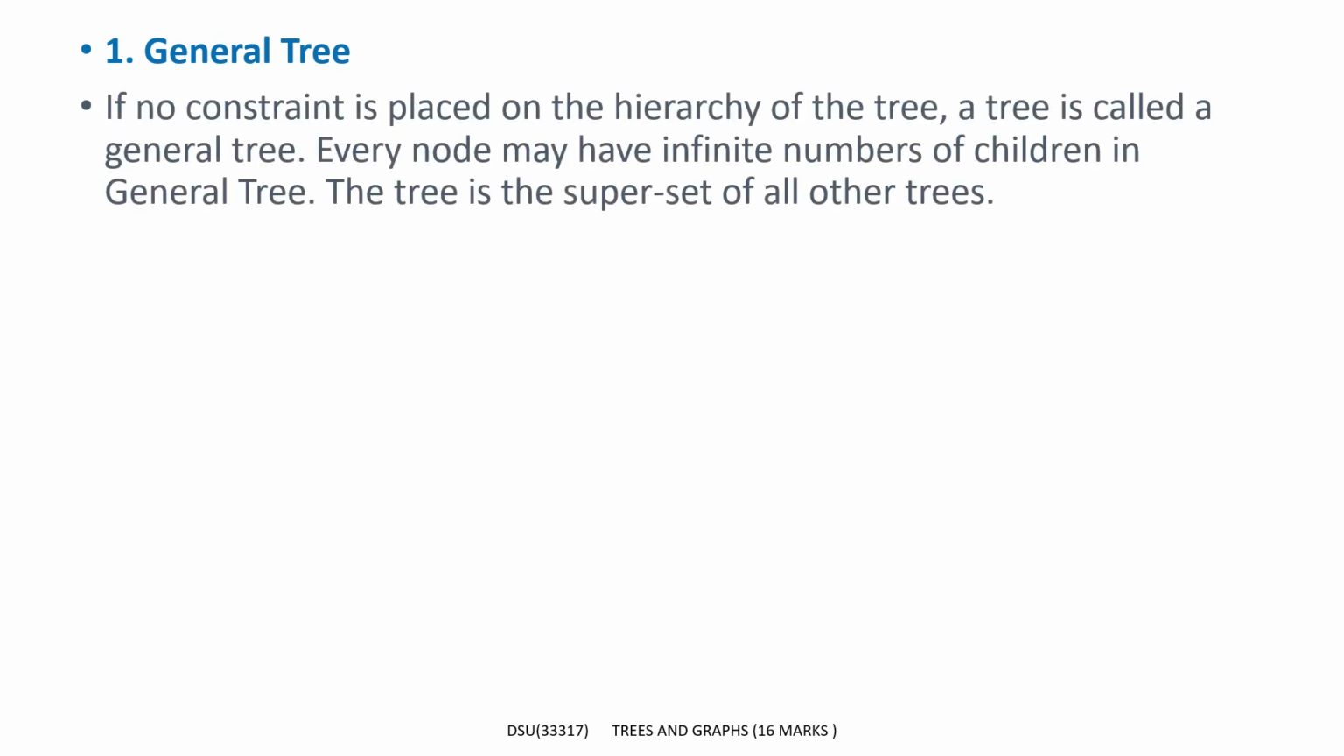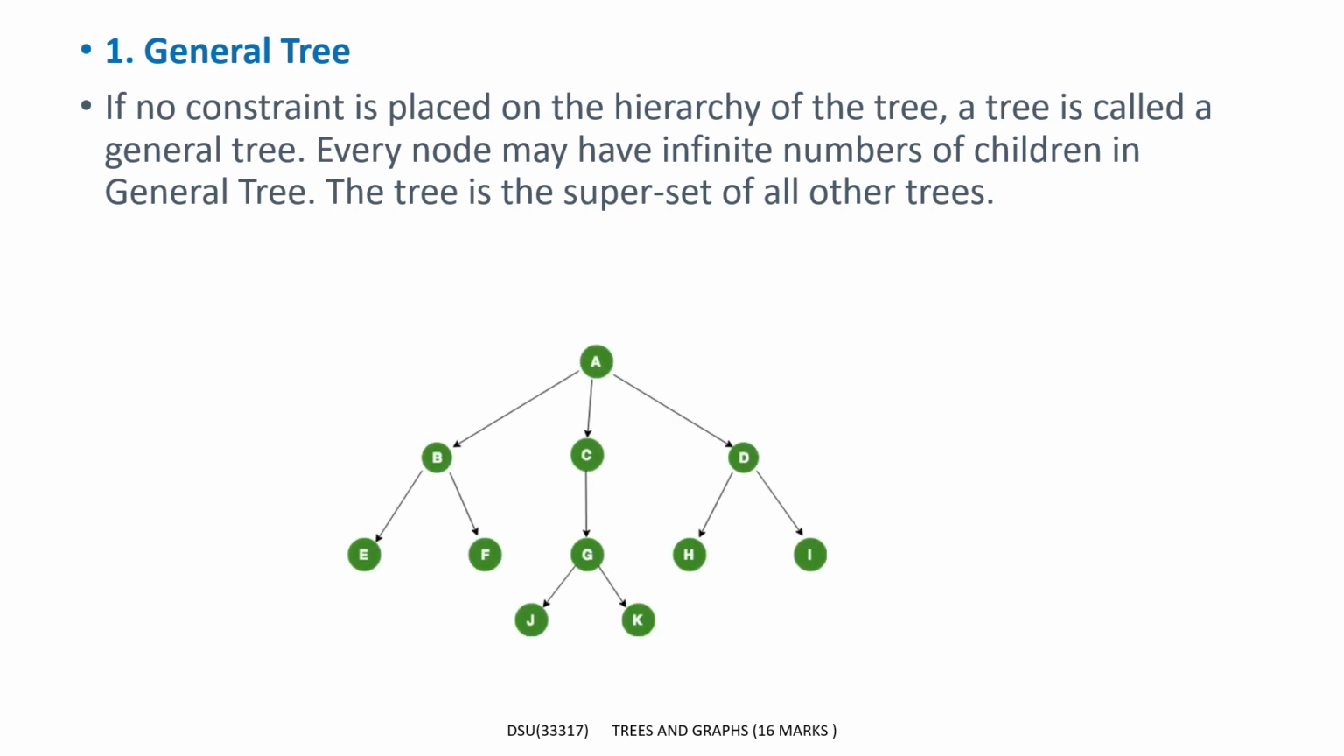If no constraint is placed on the hierarchy of the tree, the tree is called a general tree. Every node may have an infinite number of children in a general tree. The general tree is the superset of all the trees. This is an example of the tree.